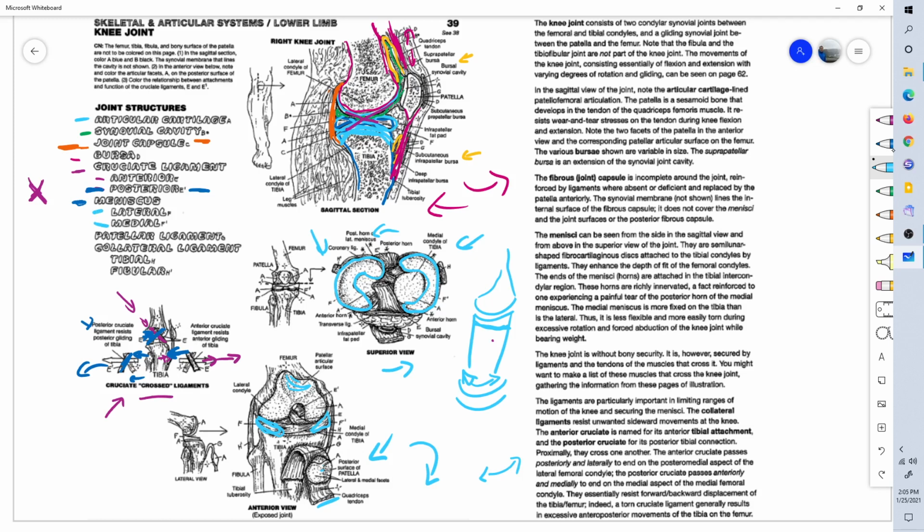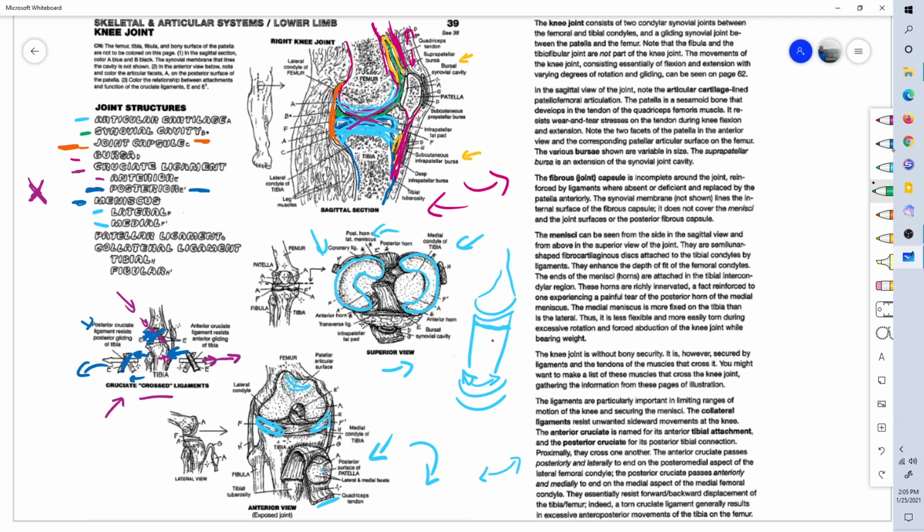Notice that they're attached to the tibia down here and not attached to the femur. The femur rides along, glides along the menisci, but is not attached to the menisci. They're attached to the tibia, the tibial plateau.